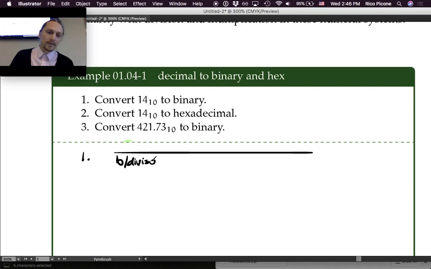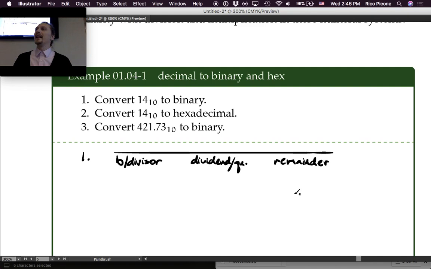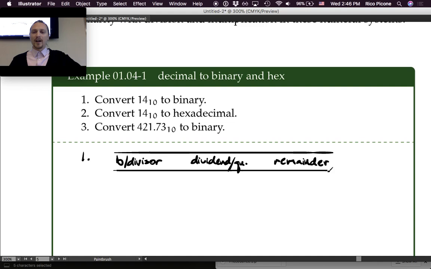And then we're going to have the column that is the dividend, or also the quotient, depending on which step you're on. And then finally over here, the remainder. The remainder is the part that we actually are going for, because the remainder is going to be our binary readout. So at each step, the remainder is what we care about. What is that, the middle one? This is the dividend or the quotient. Yeah.